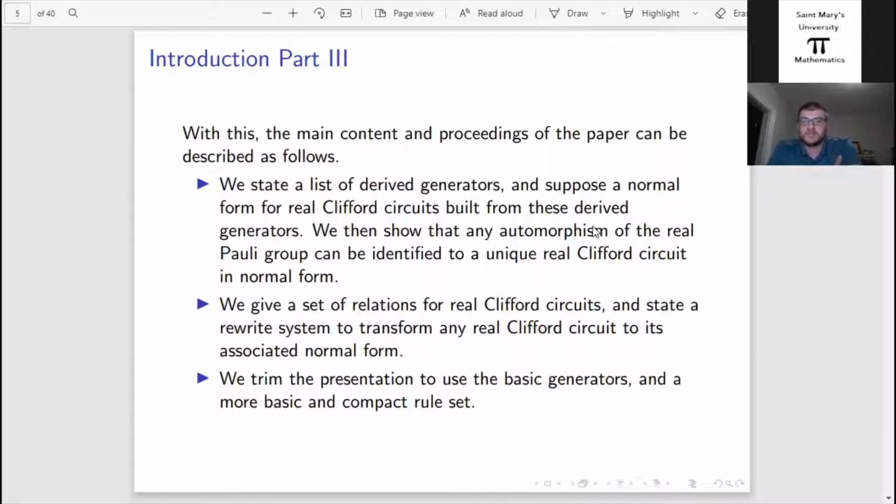We give our set of relations and state our rewrite system, showing how we take any circuit over the basic gate set, any circuit in the real Clifford circuits, and rewrite it to our normal form. Finally, like I said, this gives us our big presentation, but we go through how we trim this to the more compact rule set.